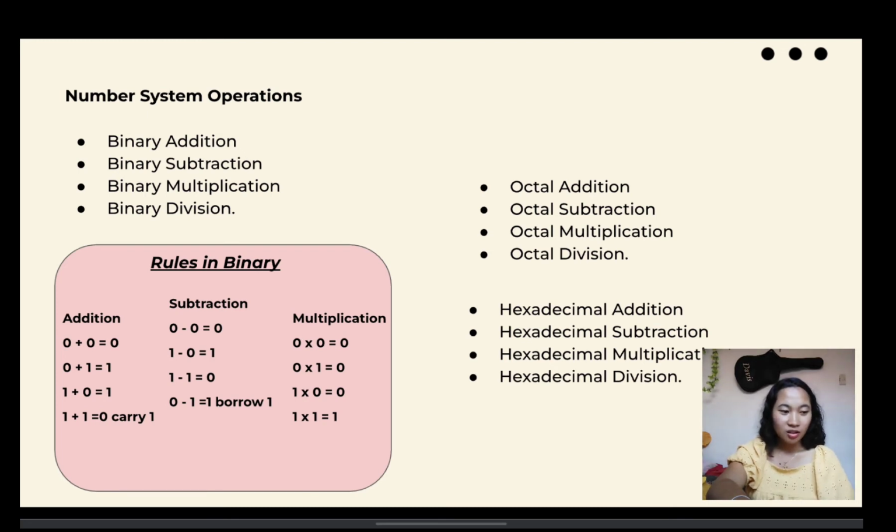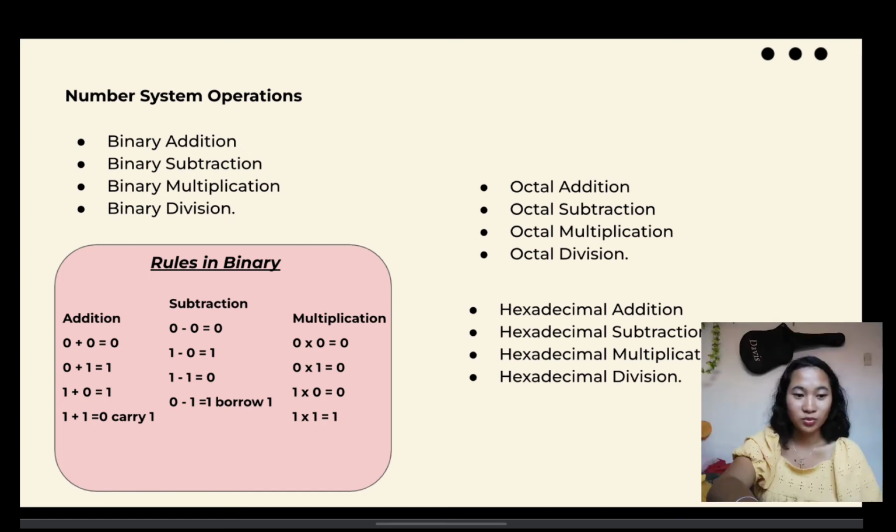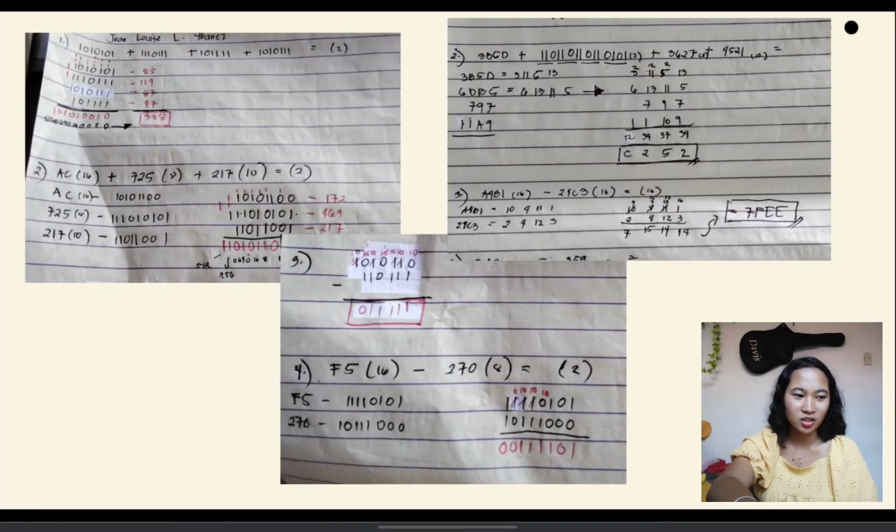In addition, 0 plus 1 equals 1, 0 plus 0 equals 0, 1 plus 0 equals 1, and 1 plus 1 equals 0, carry 1. There are also rules in subtraction and multiplication. These are the examples that we answered during our midterms that relate to binary operations.